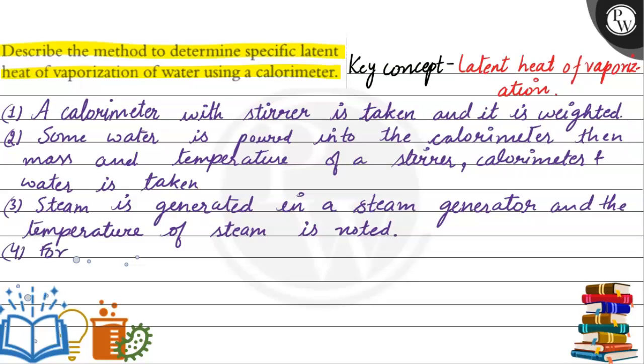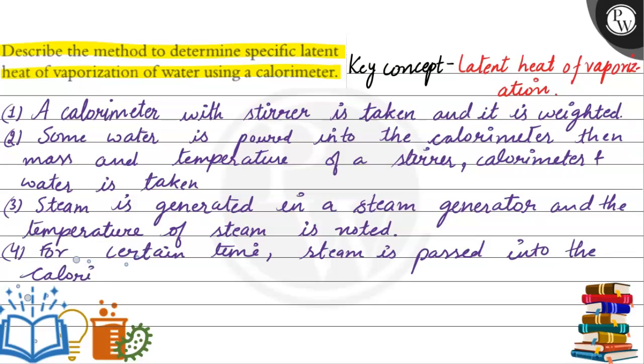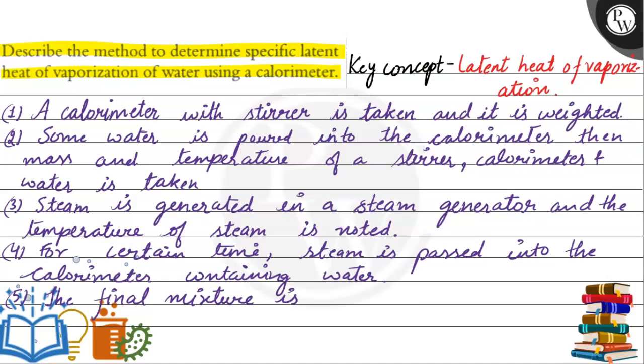For certain time, steam is passed into the calorimeter containing water. कुछ समय के लिए स्टीम को हम पास करते हैं कैलोरीमीटर जिसमें पानी भरा हुआ है उसके थ्रू. देन द फाइनल मिक्सचर इज स्टिर, फाइनल मिक्सचर को स्टिर किया जाएगा.